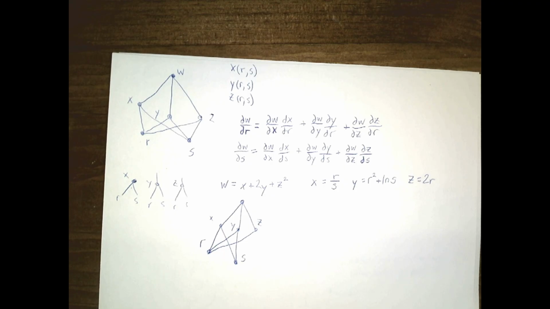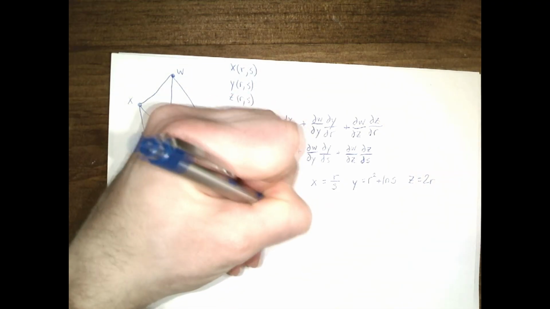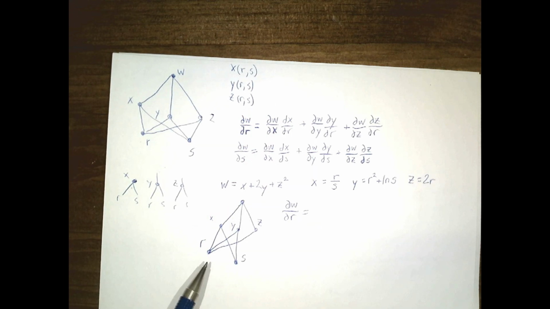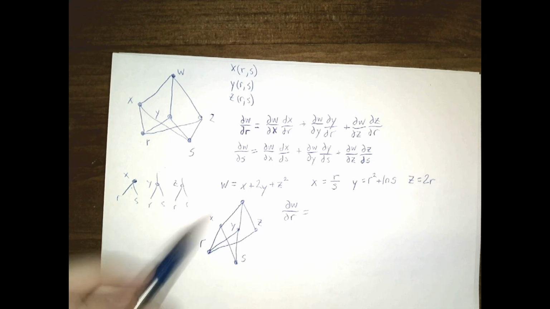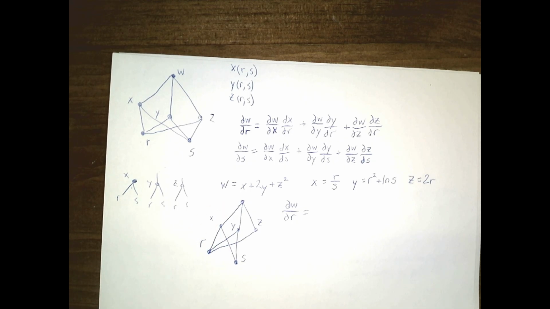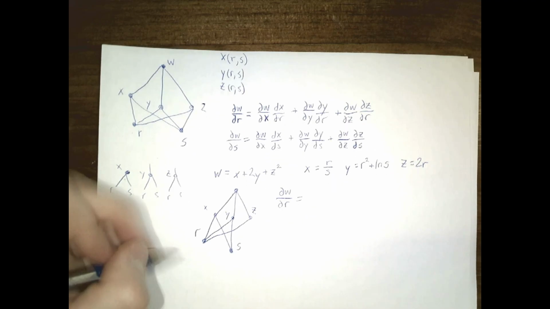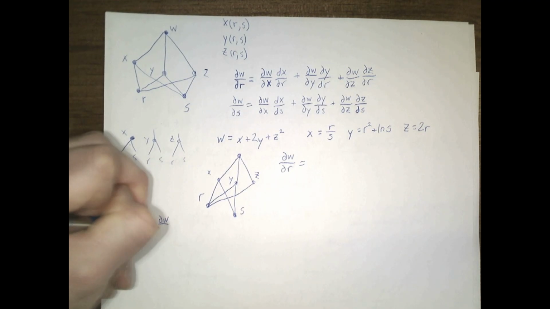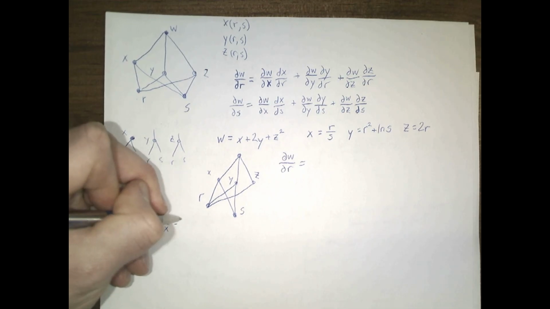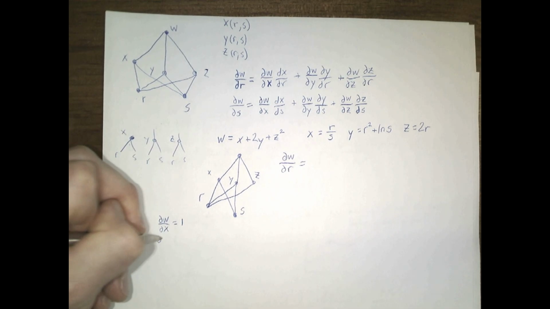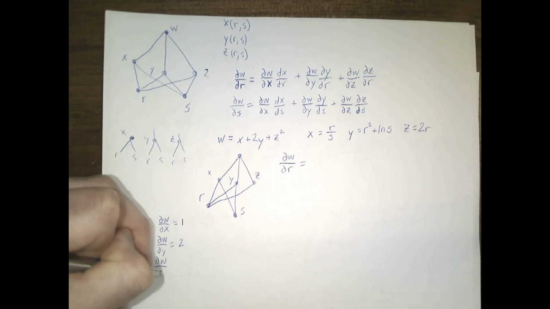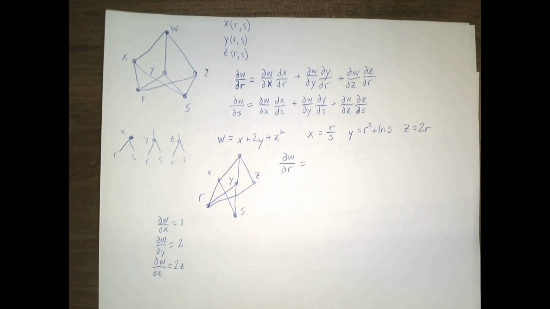I want to find the derivative dw/dr. So I look at my start, w, I look at my end goal, r, and I consider all the paths that get me there. So x, y, and z all have paths that get me to r, so I need to carefully take those derivatives. We will write them down here. dw/dx is just 1. dw/dy is 2, and then dw/dz is 2z.